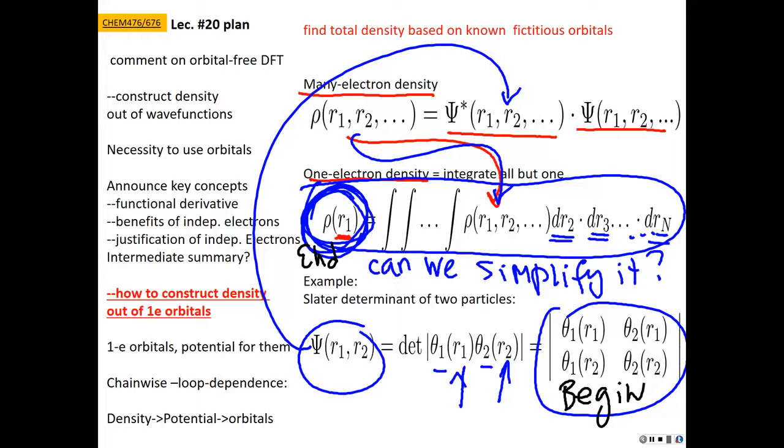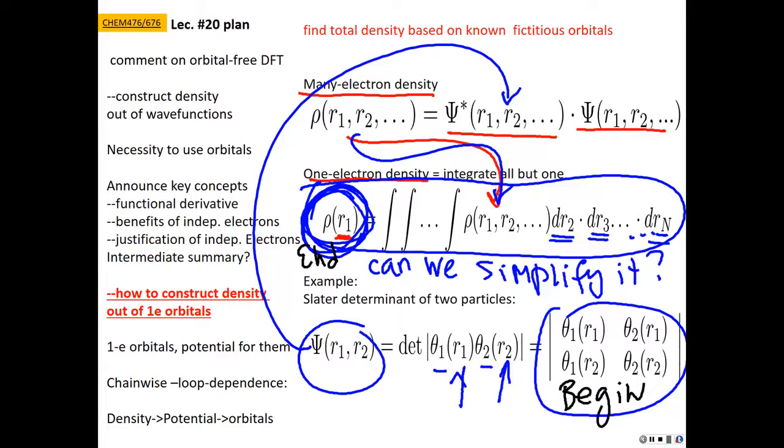It's too long to complete at once in the head. Why don't we focus on each of these 4 integrals and see what comes out. If you are looking at the first integral, we have integral dr2. Theta 1 star R1 theta 1 R1 are not undergoing the integration, so we can write them in front of the integral after dr2, right? And then we write the rest: theta 2 star R2, theta 2 R2.